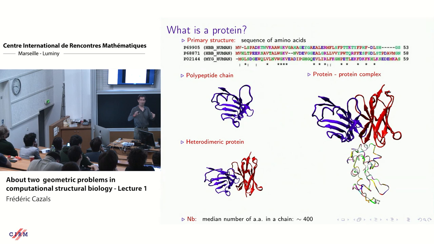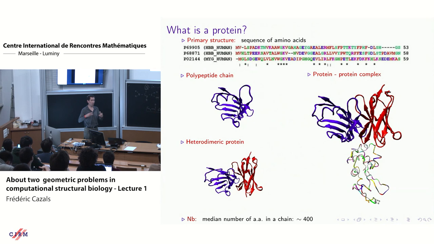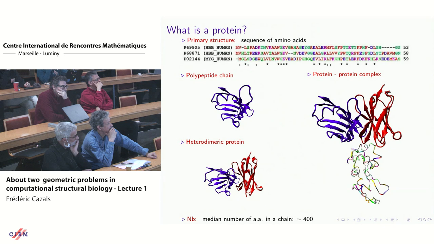For example, the hemoglobin, which carries oxygen and CO2, has four chains. An immunoglobulin, which is targeting the virus, has four chains also. So in general, proteins are made of several polypeptide chains.